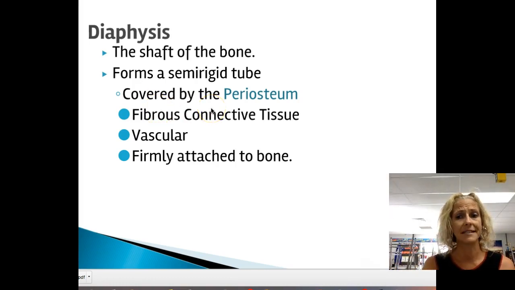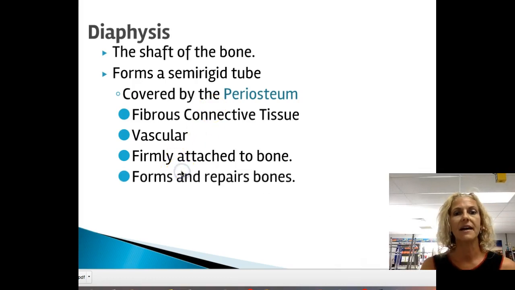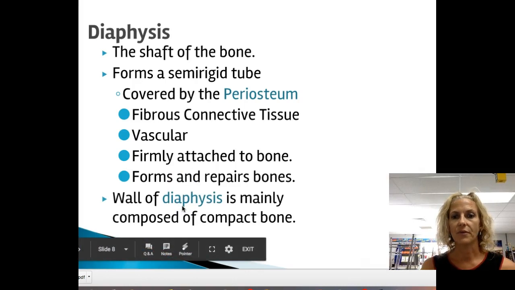The periosteum does contain vascularization. Anywhere you want growth, you want blood supply, and so that's going to be found there, as well as your osteoblasts.